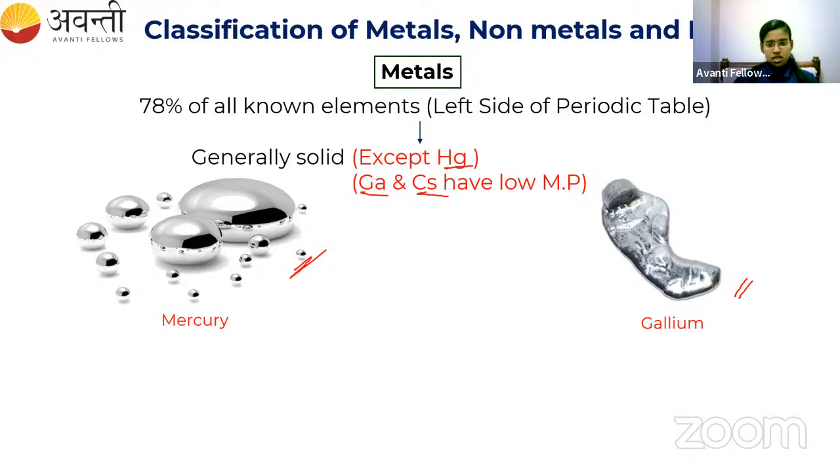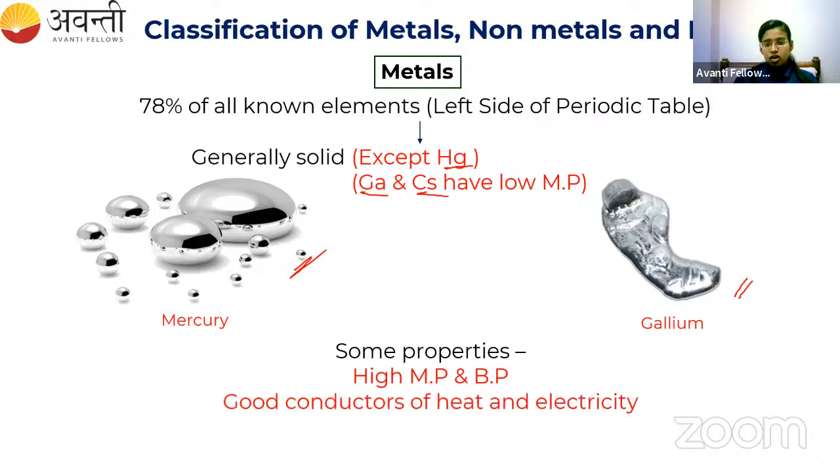And some properties are also there for metals. Metals should have a very high melting point and a very high boiling point. This is one of the very important properties of a metal. And it should be a good conductor of heat and electricity. For all the electricity purposes and heating purposes, we are using metals only, right? Mostly we will be using iron, Fe. Iron is used for conducting purposes.